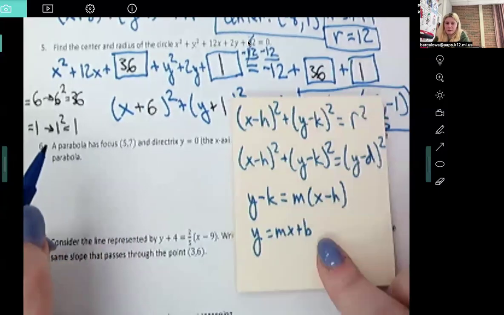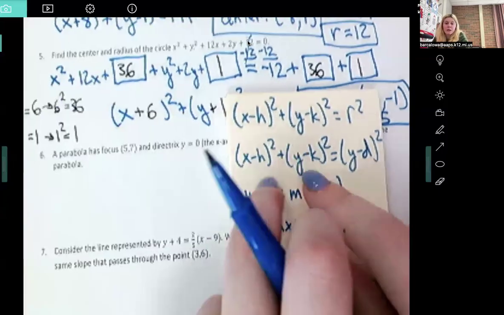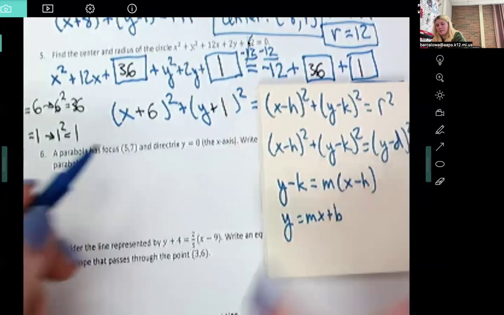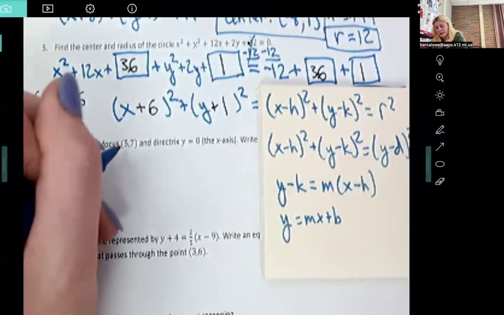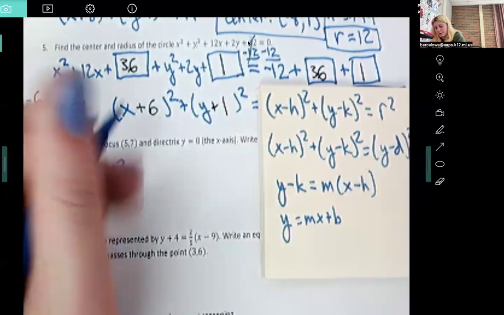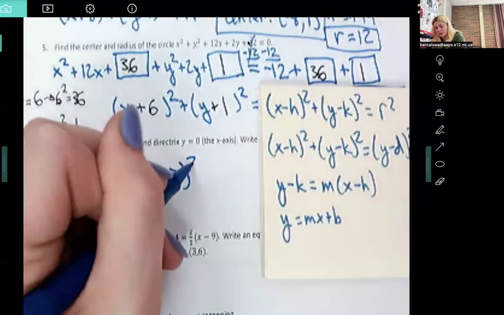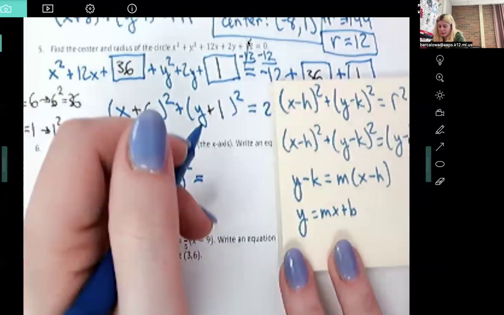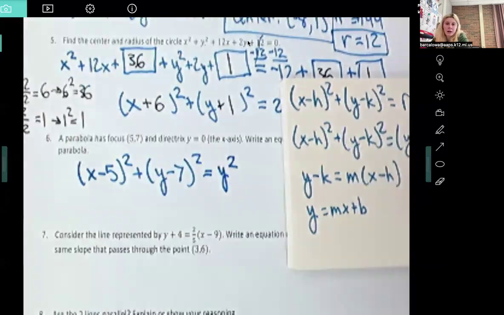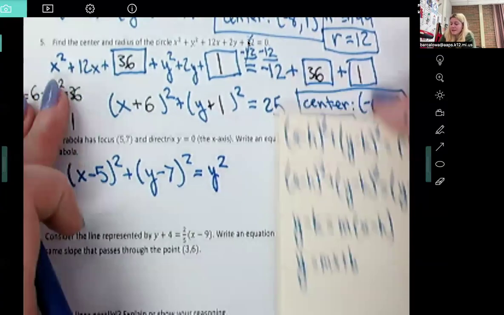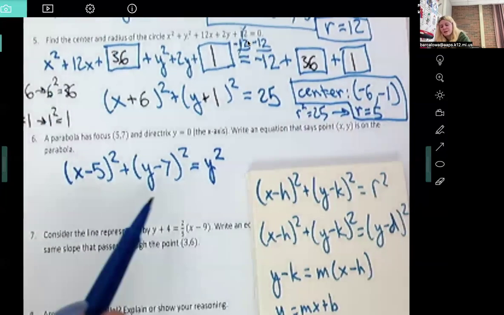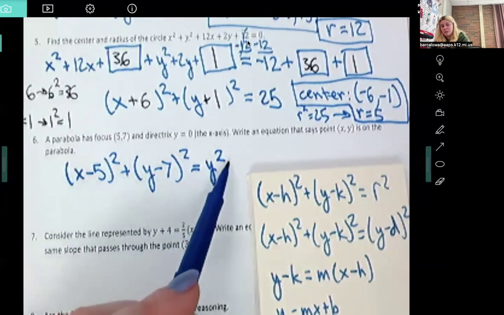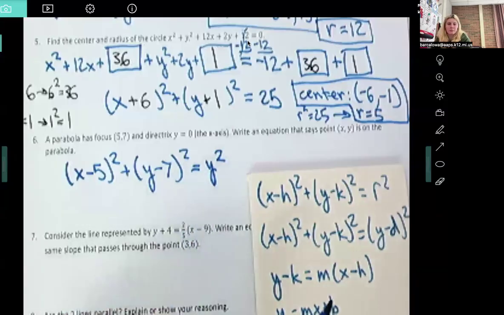focus and directrix. Here's my reference sheet I made for myself. Here's my equation of a parabola, okay? H and K, H and K. X minus 5 squared plus y minus 7 squared. And then again, you can say y minus 0, but that's just y. All right, and this is all we had to do, okay? So this left-hand side is the point's distance to the focus, and it's equal to the distance to the directrix.